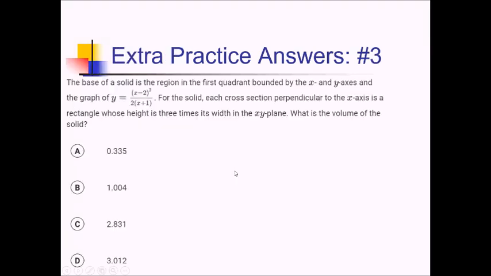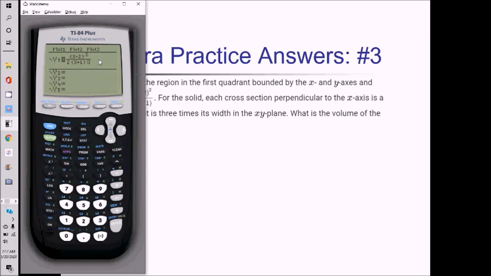For this calculator-based question, we have the base of a solid in the first quadrant being bounded by the x-axis and y-axis and this crazy-looking graph here. Let me graph this out and see what we're looking at. So I've entered this function in my y1 and the y equals. Let me go with a zoom 6. Not really sure what my window is going to be on this.